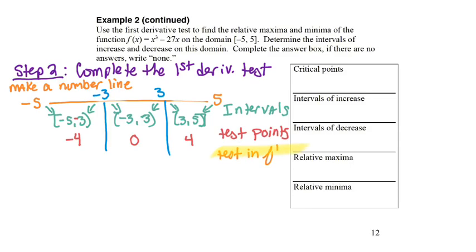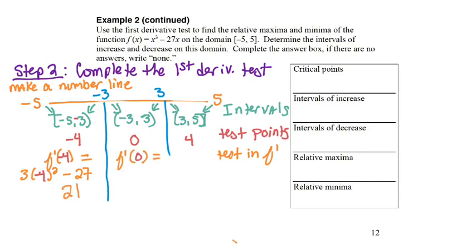I am going to test those red numbers in the derivative. Remember, not the function we were given, but the derivative. So when I test negative 4 in the derivative, I'm using the 3x squared minus 27, where x is negative 4, and I end up getting 21.